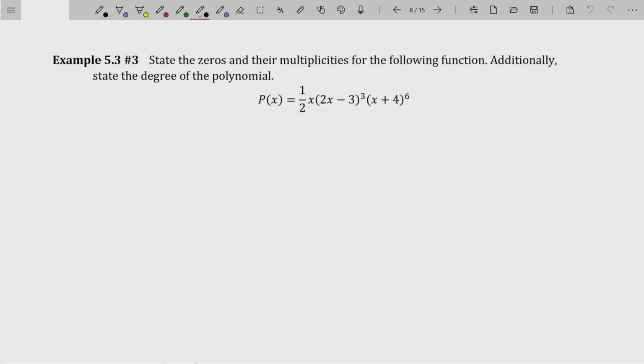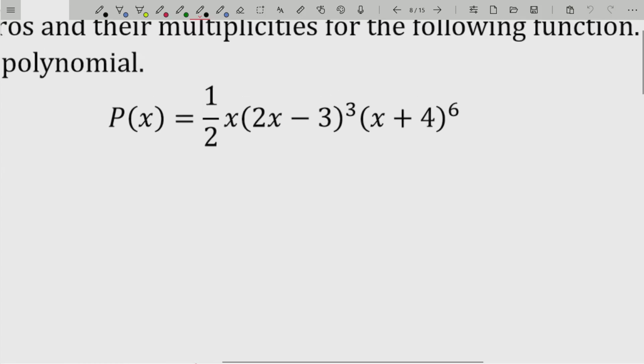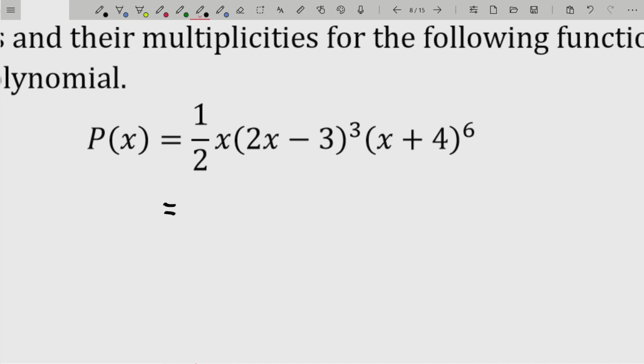So let's take a legit example here. State the zeros and their multiplicities for the following function. Again, we're also going to state the overall degree of the polynomial. Remember, you can find the zeros by factoring the polynomial. Well, this is pre-factored. I just want to mention one thing here though. It is pre-factored, but that x is the same thing as x minus 0. You would never really write it that way, but it is true.